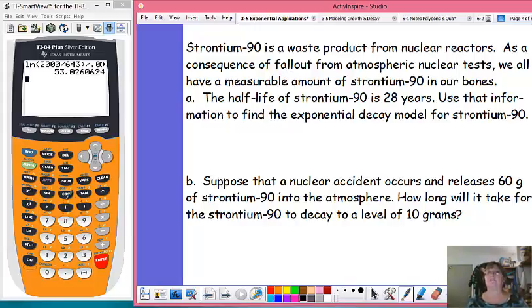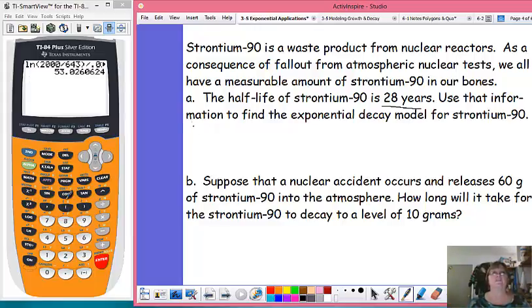Strontium-90 is a waste product from nuclear reactors. As a consequence of fallout from atmospheric nuclear tests, we all have a measurable amount of strontium-90 in our bones, which is kind of chilling when you think about it. You don't get a say in that. Since it's in our atmosphere, it's part of us. The half-life of strontium-90 is 28 years. That's going to be important for us. Use that information to find the exponential decay model for strontium-90.